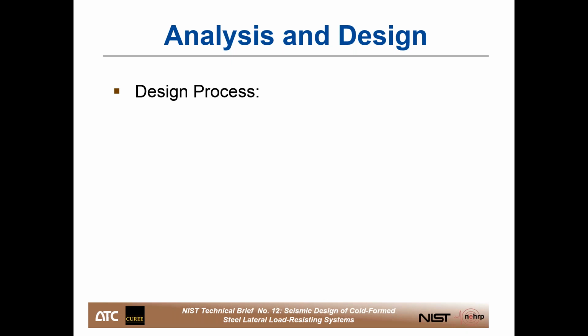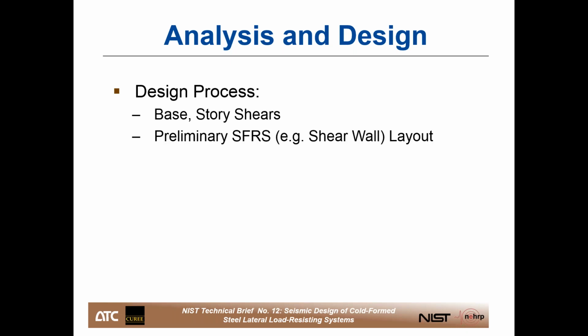So the basic process for design of a structure with the CFS lateral system is really no different than that of any other type of structure. So for example, your base and story shears are calculated in accordance with the applicable building code, typically ASCE 7, although like we mentioned, it could be ASCE 41 or some other code. A preliminary layout of your shear walls or frames would be completed. And then based on the calculated story shears and the layout of your seismic force resisting system, the forces in each wall or frame would be calculated just to ensure that the demand doesn't exceed the capacity of the selected frame or wall.